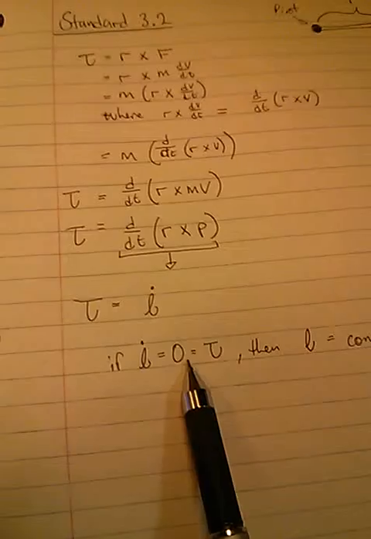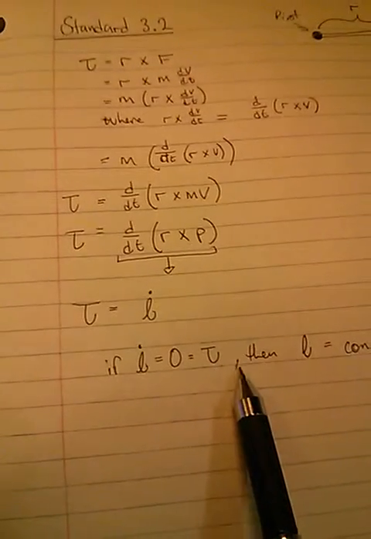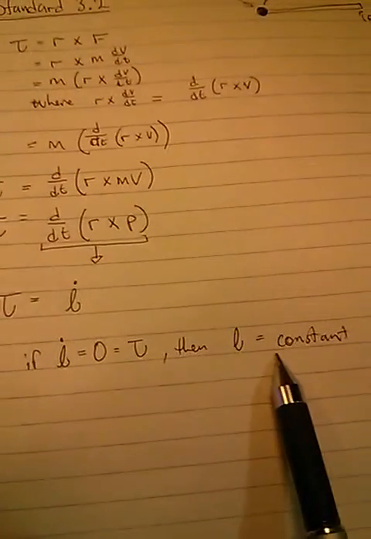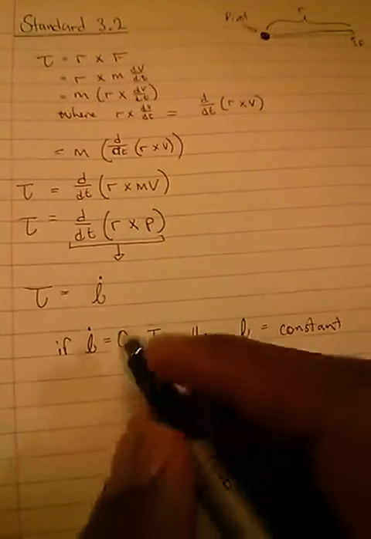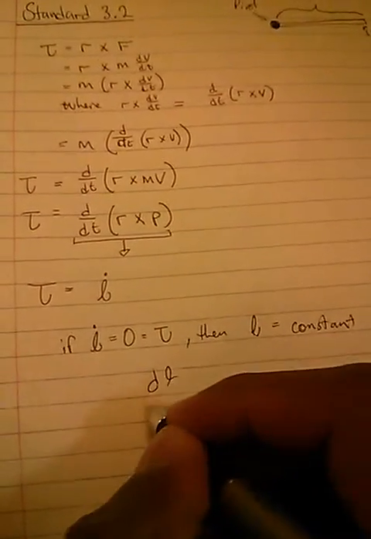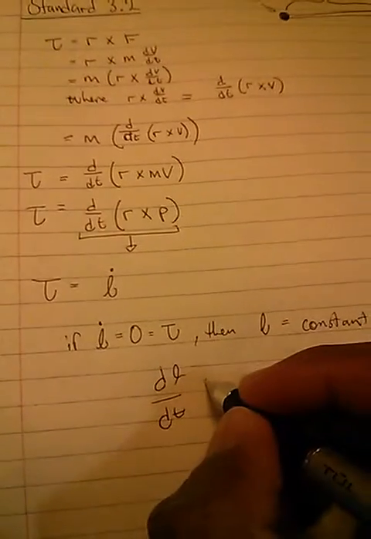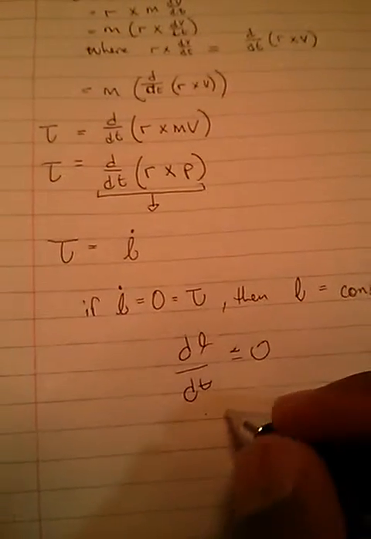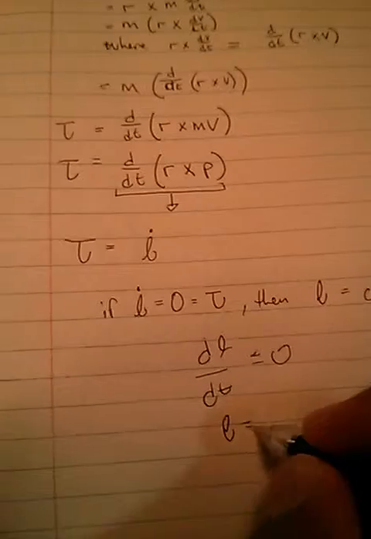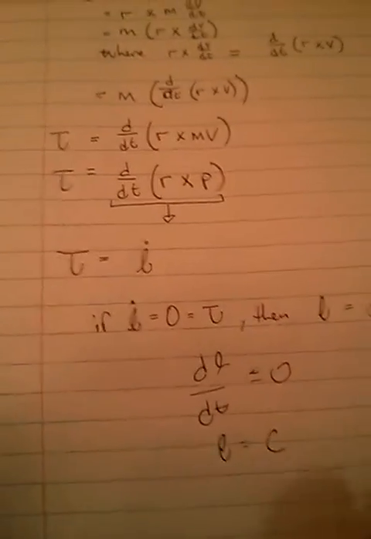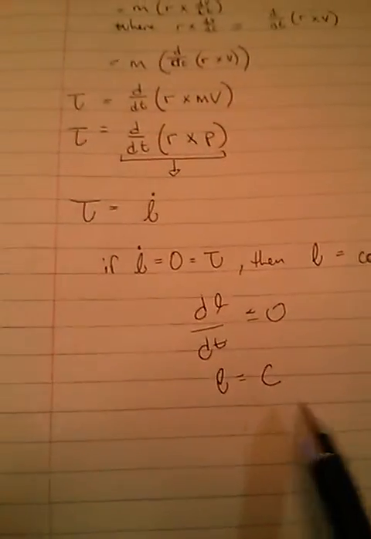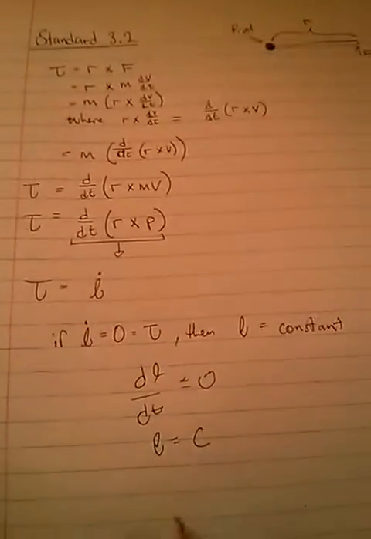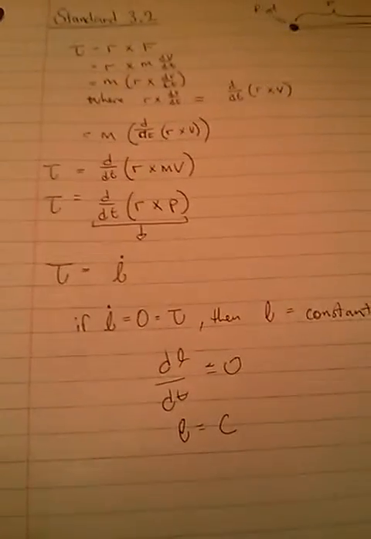Therefore, if torque is equal to 0, then L is just a constant. And that just comes from dL over dt being equal to 0, integrating both sides, you just get L is equal to a constant. And that's why. So basically, this is how you derive the conservation of angular momentum.